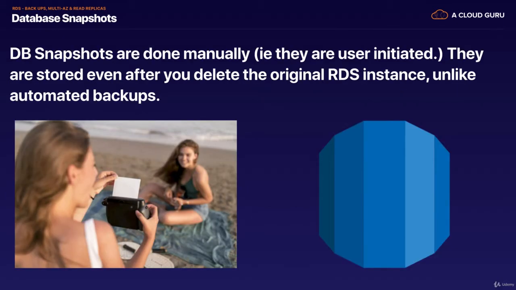Database snapshots are done manually. Think of someone taking a photo on a beach using a Polaroid camera, for example. They're user initiated, and they are stored even after you delete the original RDS instance, unlike automated backups. When you go in to delete your RDS instance, often it will ask you if you want to take a final snapshot of that instance before you delete it.